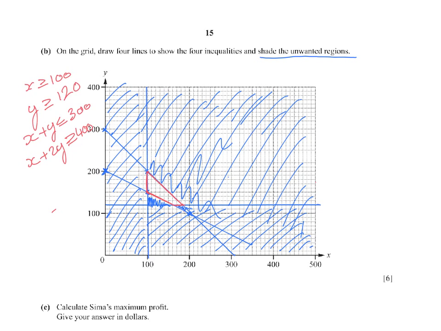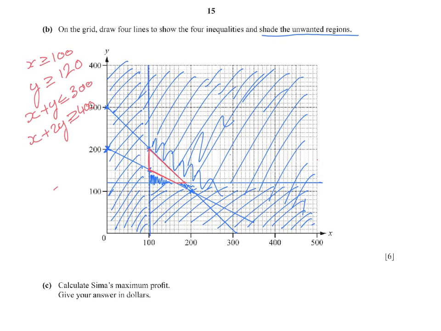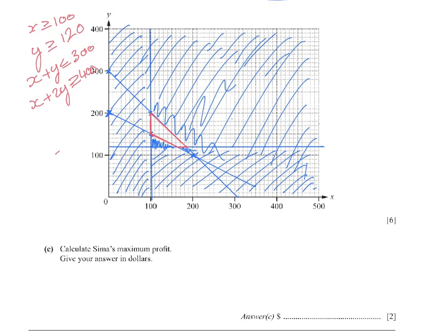Okay. Probably have to answer a question. This is 6 points, by the way. Wow, that is very generous. 6 points. You see, another sign that these people want you to do well, they want you to pass, they want to give you a good grade, okay? So they're really kind people. Yeah, don't be scared of examiners. Okay. Calculate Seamas maximum profits, give your answer in dollars.